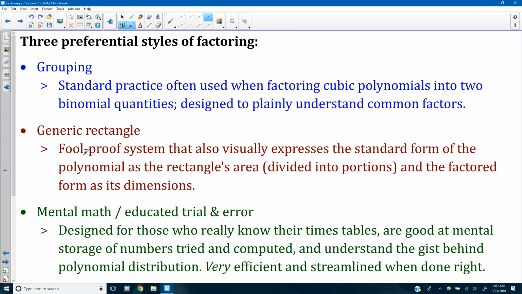And this is one I call a foolproof system. If you know how generic rectangles lay out, you're not really going to make a mistake when you're doing this method here. It's a nice visual layout. It expresses the standard form of the polynomial as the rectangle's area. So you're going to have a rectangle right here, divided into portions, like boom, boom. And this is going to be the area of it when you're writing out the polynomial. The factored form will be the dimensions, like the base times height, these things right here. So this times this equals that, or this can factor out into this and that.